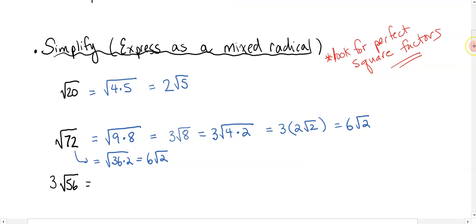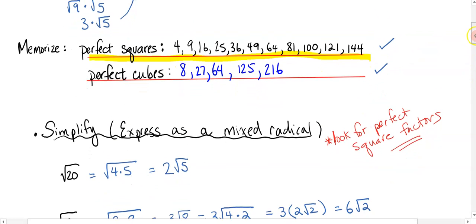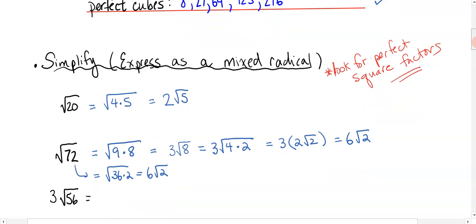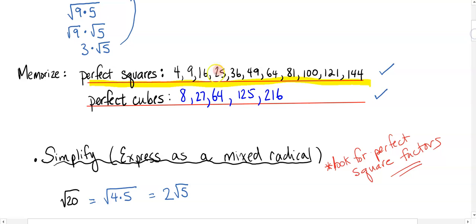All right, so let's try 3 root 56. What is the biggest perfect square that goes into 56? A lot of people are like, well, 8 times 7. But 8's not a perfect square, and 7's not, so that doesn't help me at all. So I have to take 56 and go back to my list and think. What are some numbers that go into it? Obviously, it has to be less than half of it, right? 25 times 2 is 50, so it's not 25.